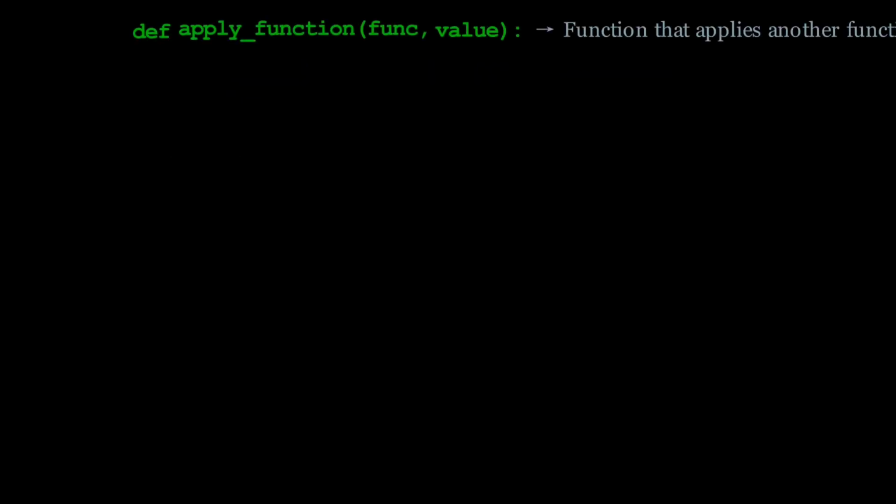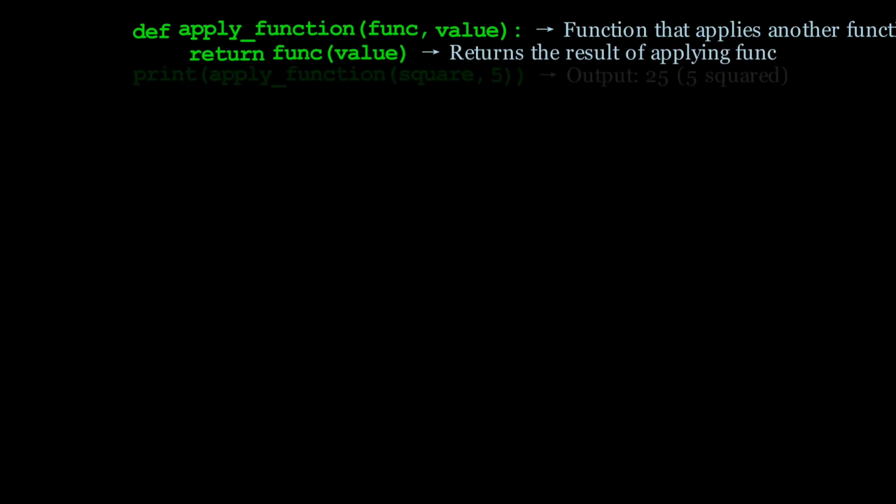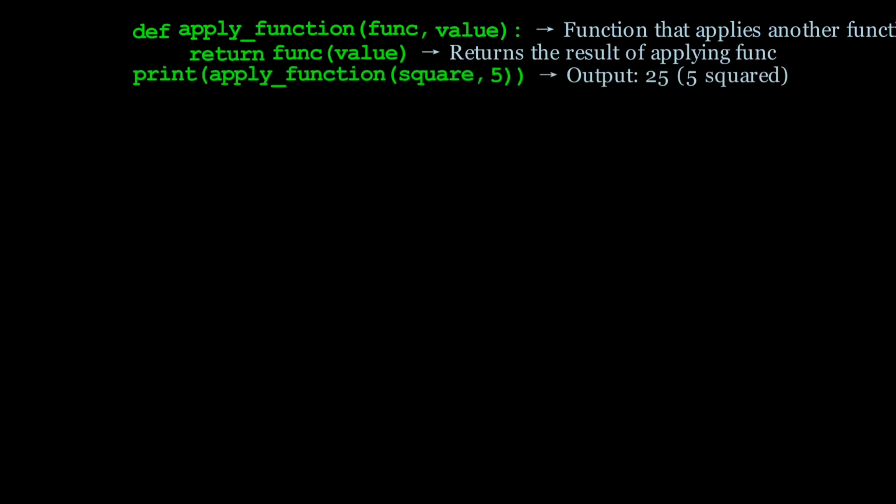Here, apply function takes both a function and a value as parameters. It then applies the provided function to the value and returns the result. When we call apply function with our square function and the value 5, it returns 25, demonstrating how functions can be passed around and used like other values in Python. A decorator function is an example of a higher order function.